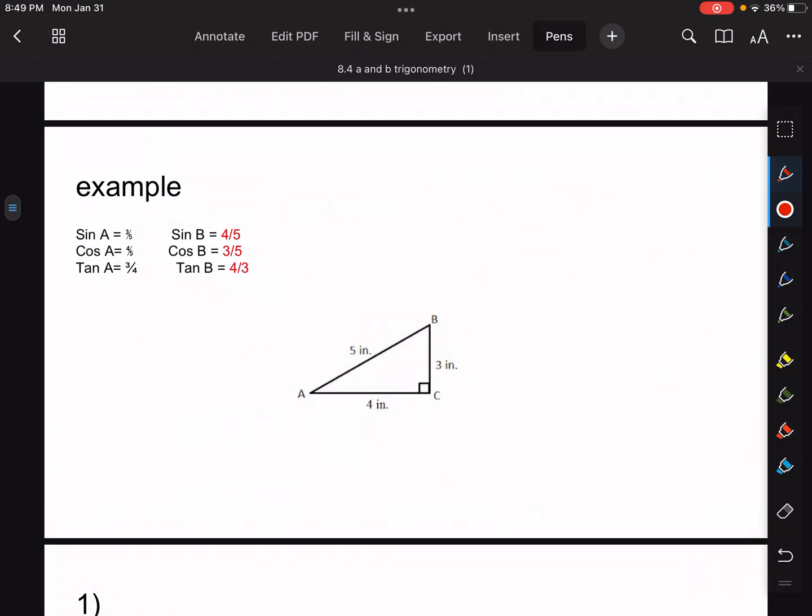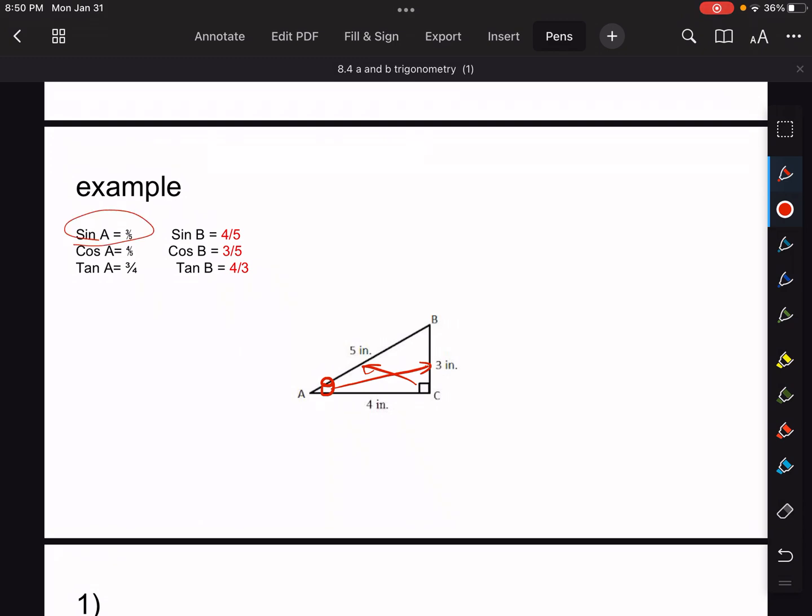If you were looking at the sine of A, I draw this thing here, this is a theta. Sine of A, that means from the A perspective, if you were sitting here at angle A and you were looking out, the opposite of you would be 3, and then the hypotenuse is always straight across from the 90, which would be 5. So the sine of A would be 3/5, which is listed here.